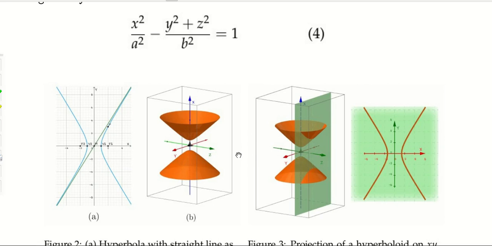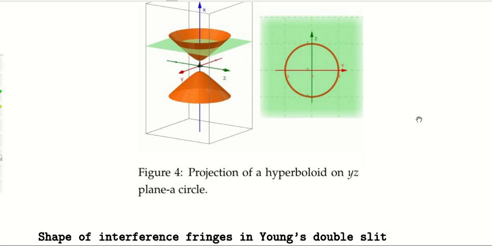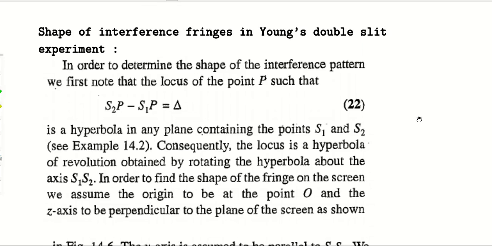take the projection of the hyperboloid on the yz plane, where x is equal to constant, and if we make x constant but greater than a, then it will be a positive value on the right-hand side, giving a negative value on the left. So the negative will be cancelled out, and y square plus z square is equal to some constant will result, which is the equation of a circle. So these are very interesting facts of graphs, which can be used in the segment called shape of interference fringes.